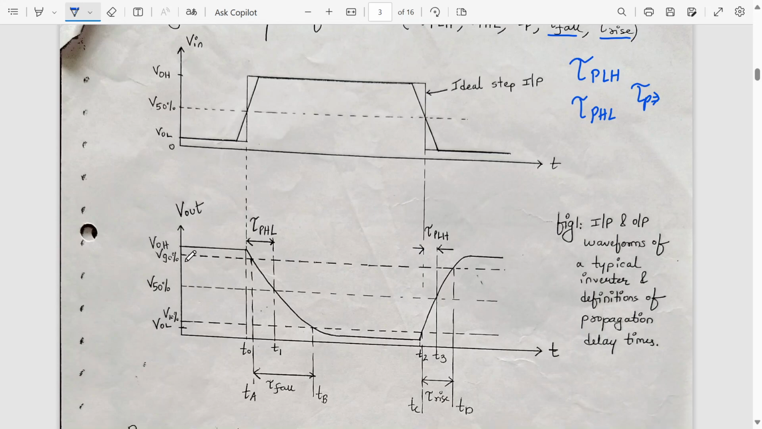So it's defined for the inverter. For some inverters, VOL is zero. For a resistive load, VOL is not zero. For some inverters, VOH is equal to VDD. For resistive load and CMOS inverter, it is equal to VDD.